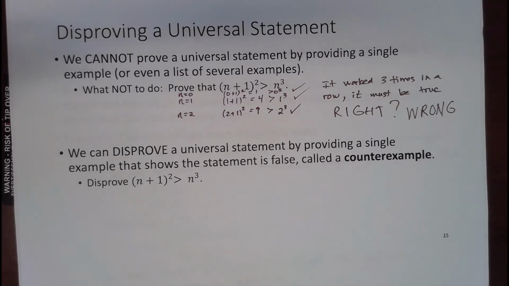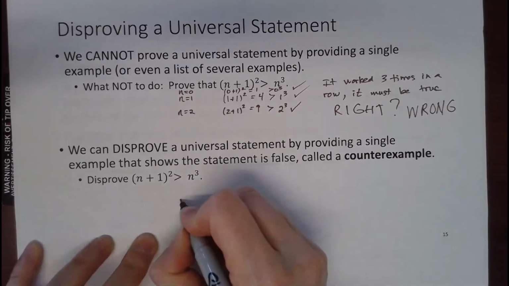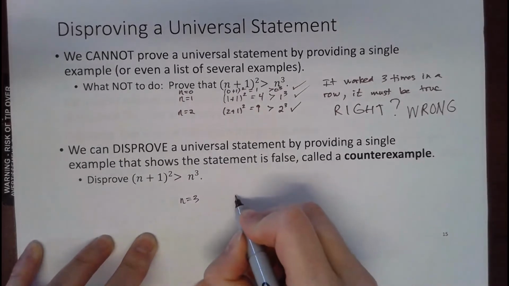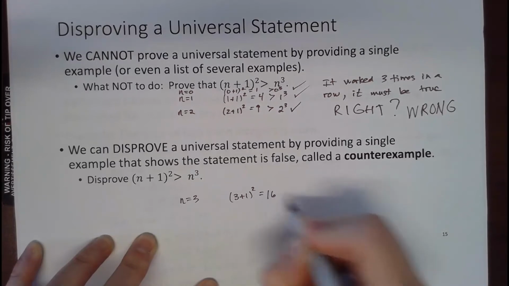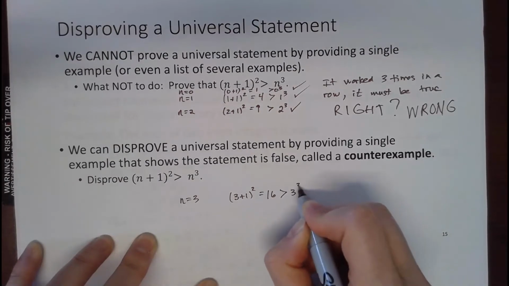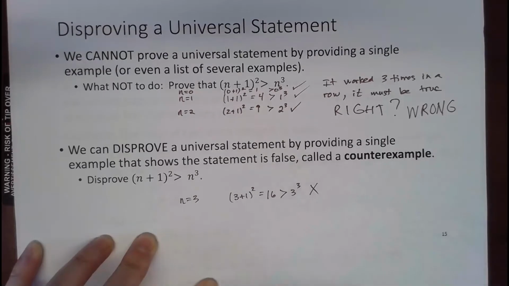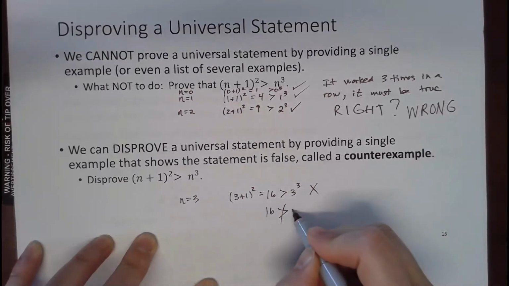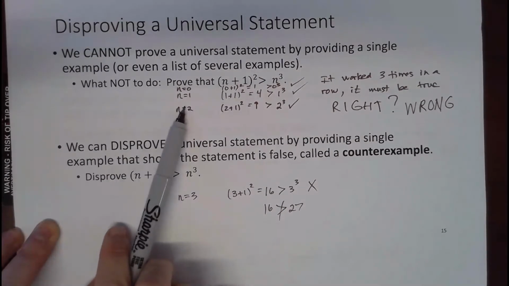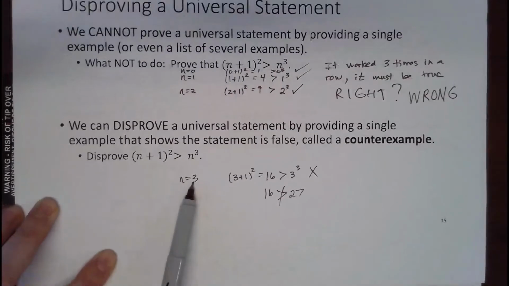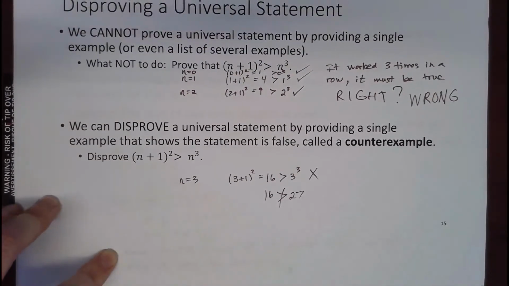If I can just find one that doesn't work, then I've just disproved it because it's not true for all of them. So if I kept going and went down here to n equals 3, well, 3 plus 1 squared is 16. Is that greater than 3 cubed? No, because 16 is not greater than 27. And I just found a counterexample. So even if it works 3 times, it doesn't mean it always works. Once you get to 3 and beyond, it's not going to be true, in fact.